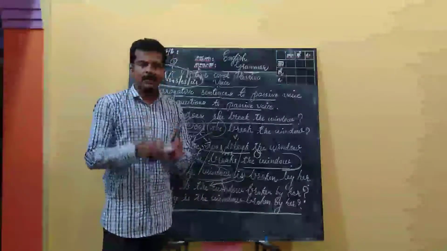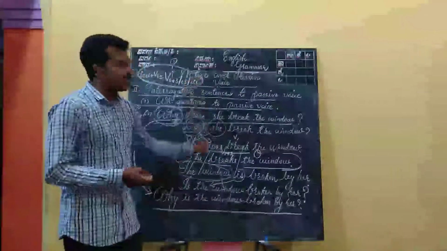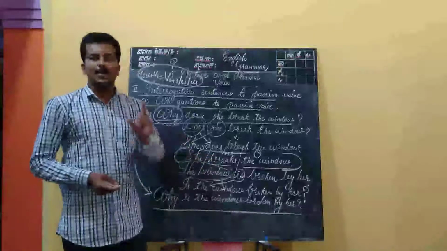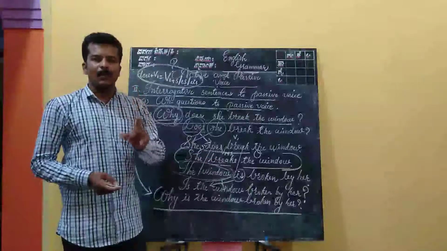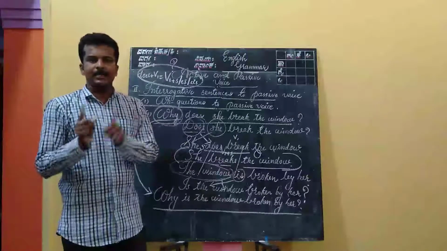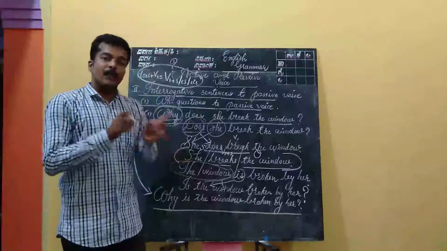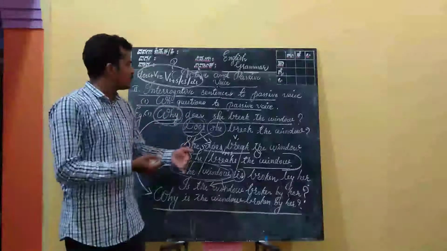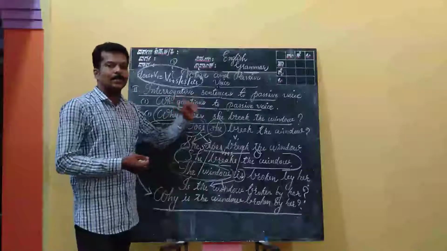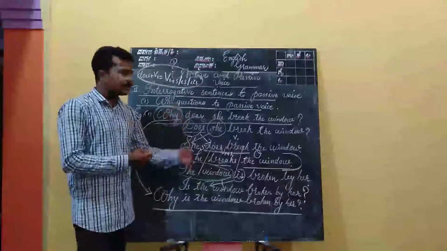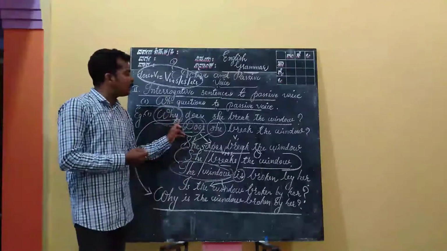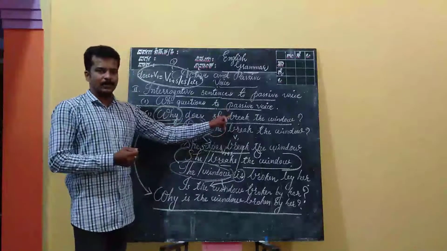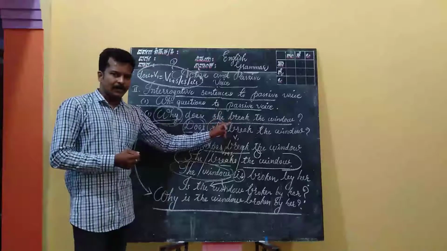It is very simple. If you follow the same method, I'm damn sure your answer will always be right. In the next class, I shall explain one more example: how to change a rhetoric question to passive voice. And now I explained how to change a WH question to passive voice. Okay? Hope you understand. Thank you.